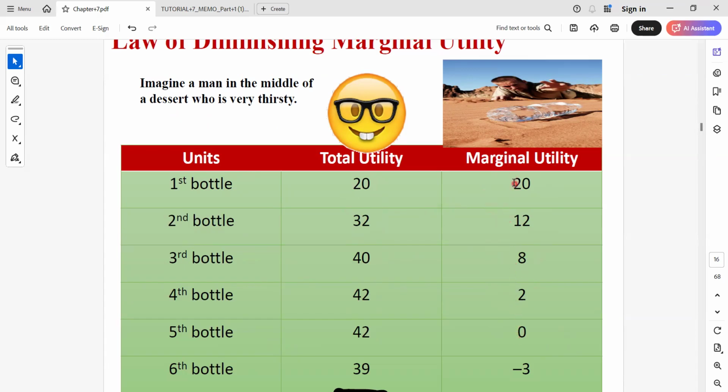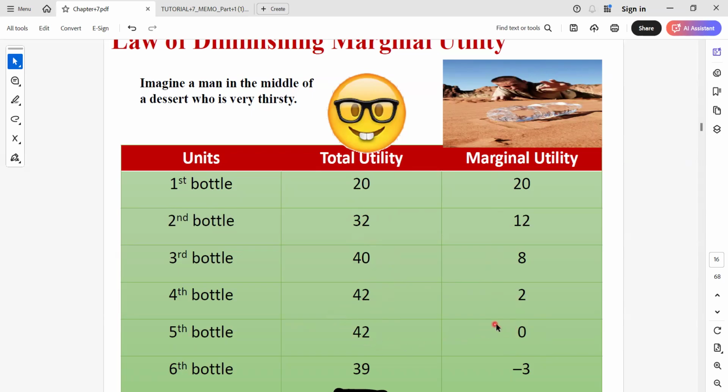So also we can conclude to say that when the marginal utility is positive, from 20 to 2, the total utility is increasing. Can you see? It's 20, 32, 40, 42. And then when his marginal utility reaches 0, his total utility is at maximum. Now the total utility is at its maximum, he shouldn't be taking any water from now on because he's full.